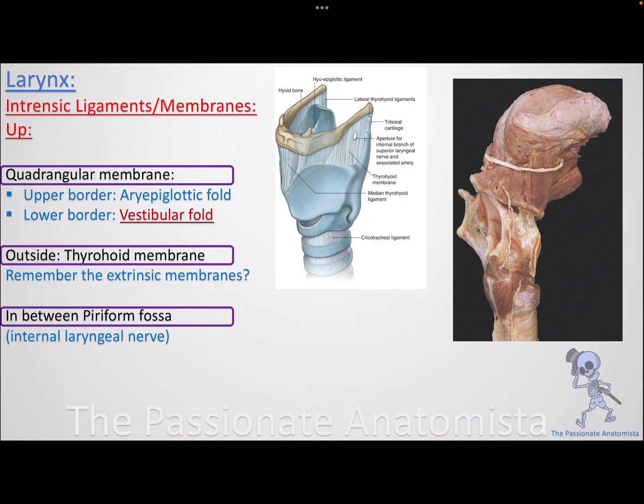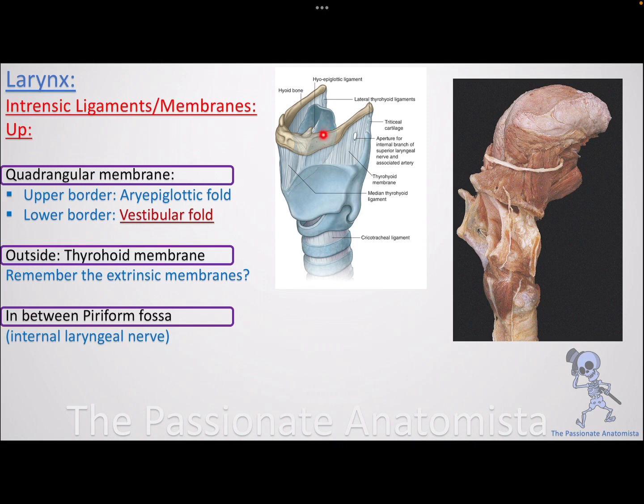Again, guys, we're going to talk about the vestibular and vocal folds as we proceed, but here is another recap, adding one important thing about the quadrangular membrane. Remember, the quadrangular membrane was on the top, and it came all the way from the epiglottic fold all the way to the vestibular fold. Remember that information? I want you guys to relate that.